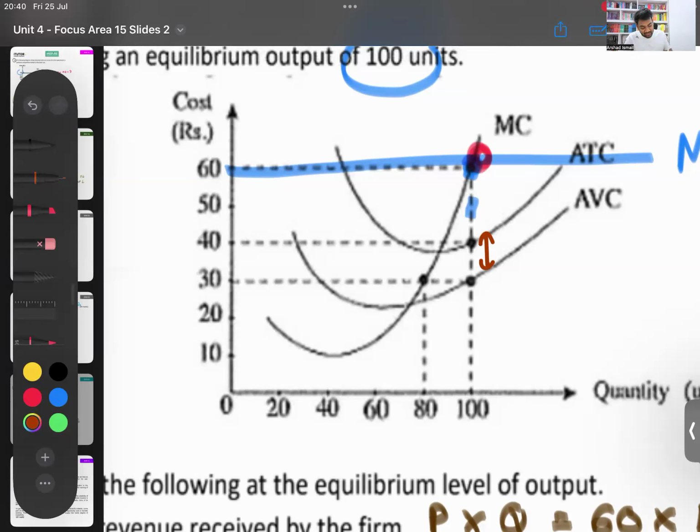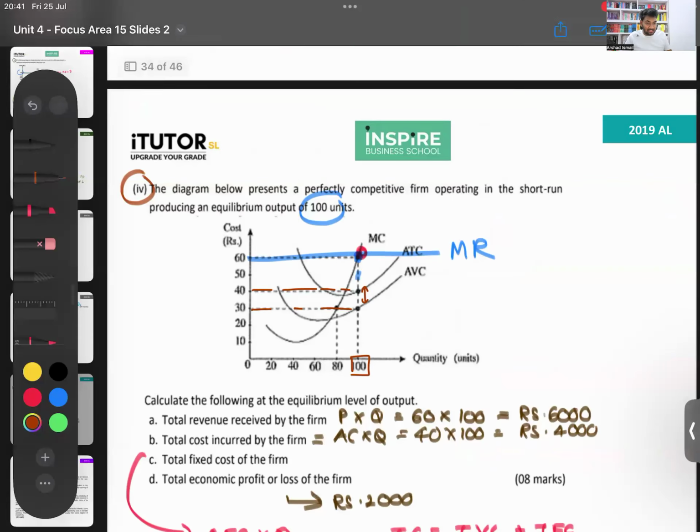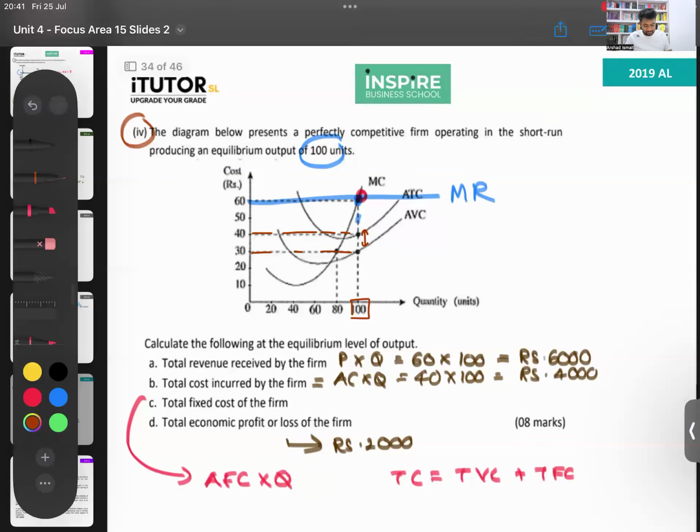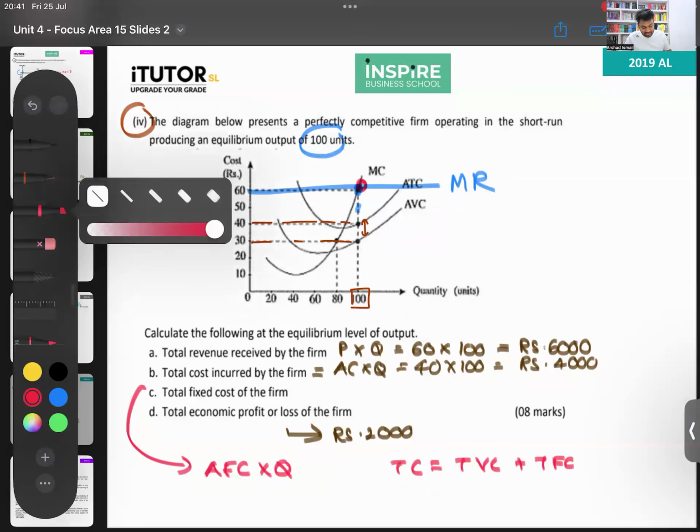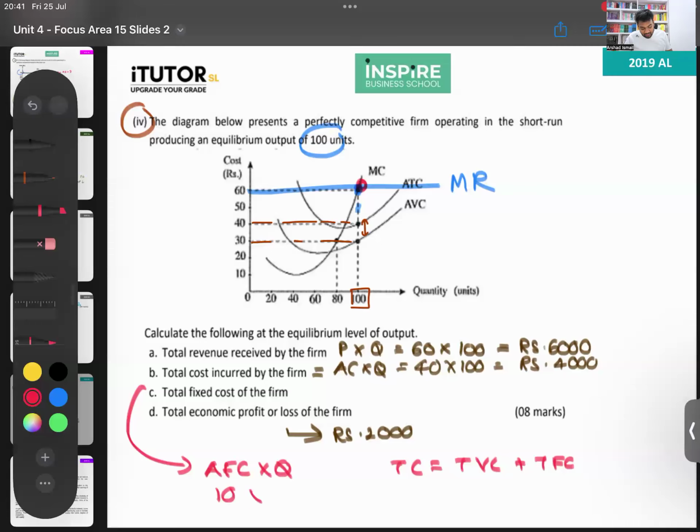So how much is that average fixed cost? Here, this is 40, this is 30. Average total cost is 40. Average variable cost is 30. That means your average fixed cost there is 10. Number of units at that level is 100. So how much is this one? Your average fixed cost is 10. Number of units is 100. Your total fixed cost will then be how?